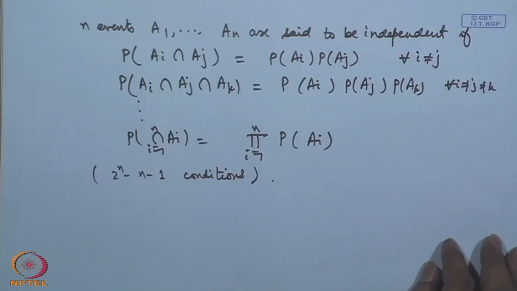So, this has two types of uses. One is that we have a complex experiment and we may like to check whether the events are independent. On the other hand, we consider independent events and then, using them, we have a complex event for which we want to find out the probability, and then we can make use of the concept of independence in actual calculation of the probabilities of those events.